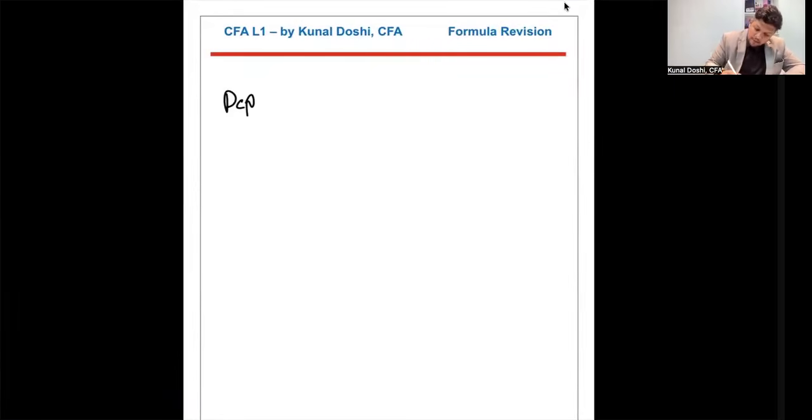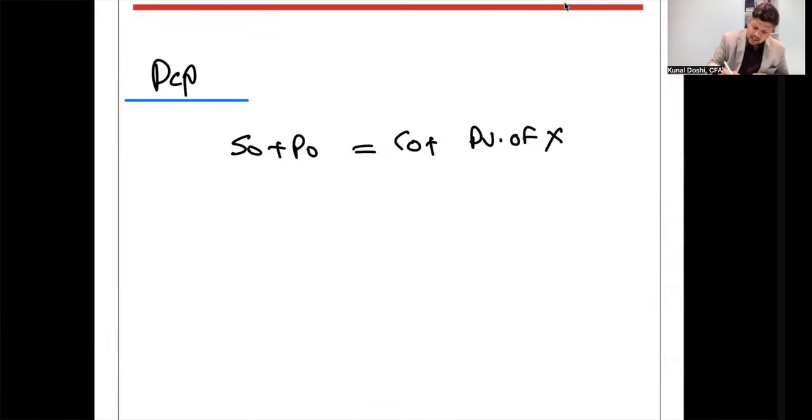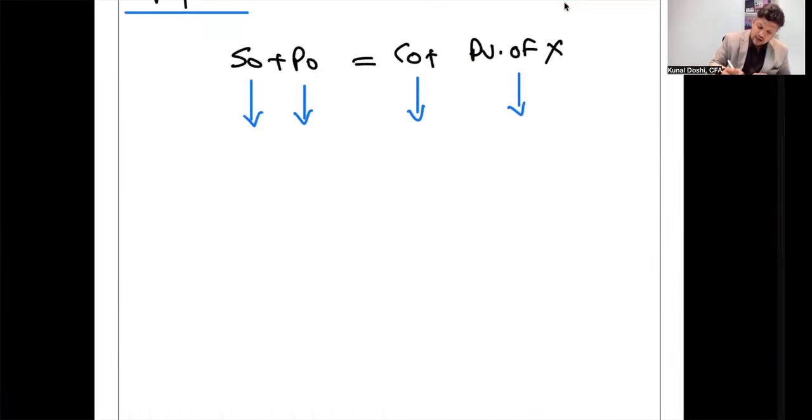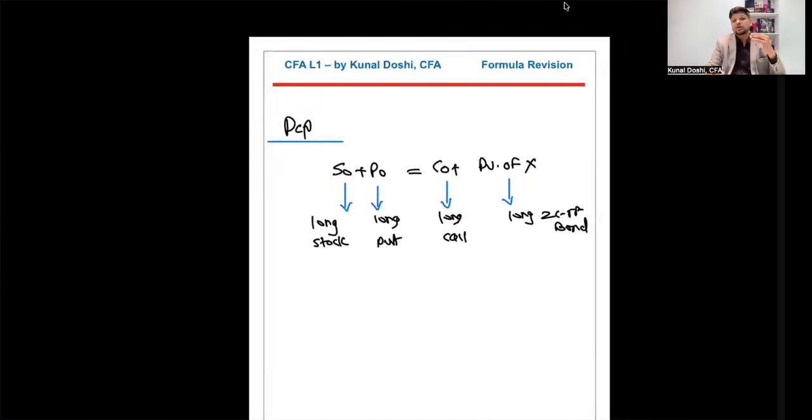Now, please focus on the put call parity. What does the put call parity match? Two things it matches. S0 plus P0 equals C0 plus present value of strike price. Can you tell me what these positions are? 1, 2, 3, 4. This is long underlying asset, or long a stock, plus long a put. This is long call, and this is long zero coupon risk free bond which pays X, or strike price, on maturity.